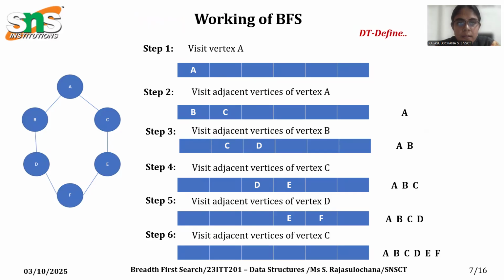Now the element in the queue, which is B, is visited. The adjacent vertex of B is D, which is pushed into the queue. Then you can remove B from the queue and write it in the output. Now we have C in the front of the queue.